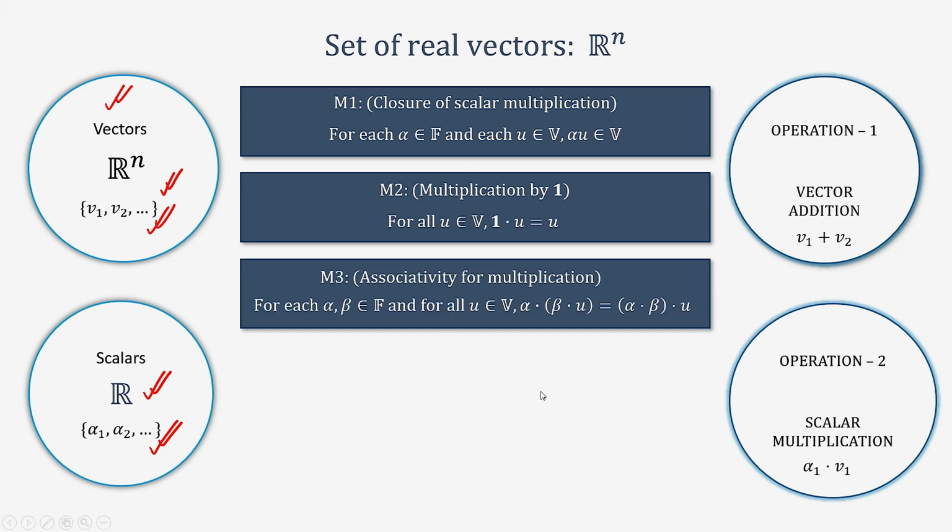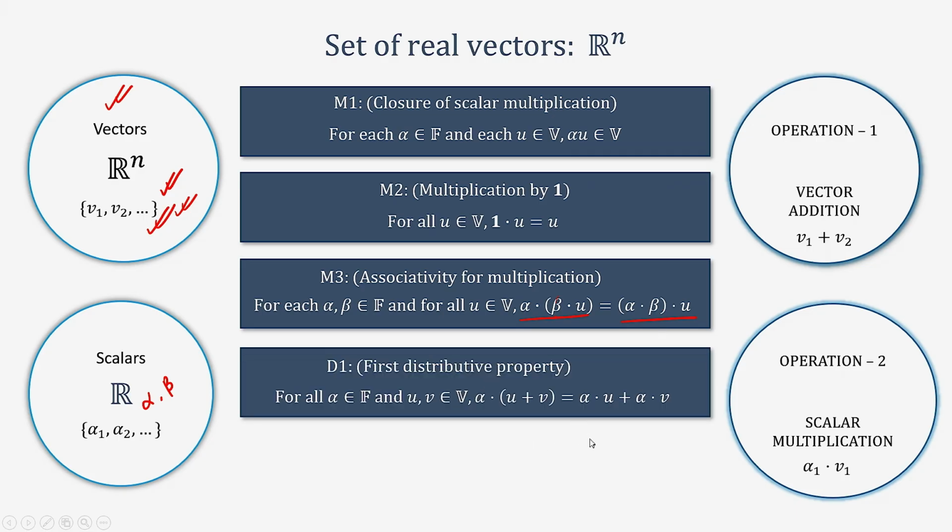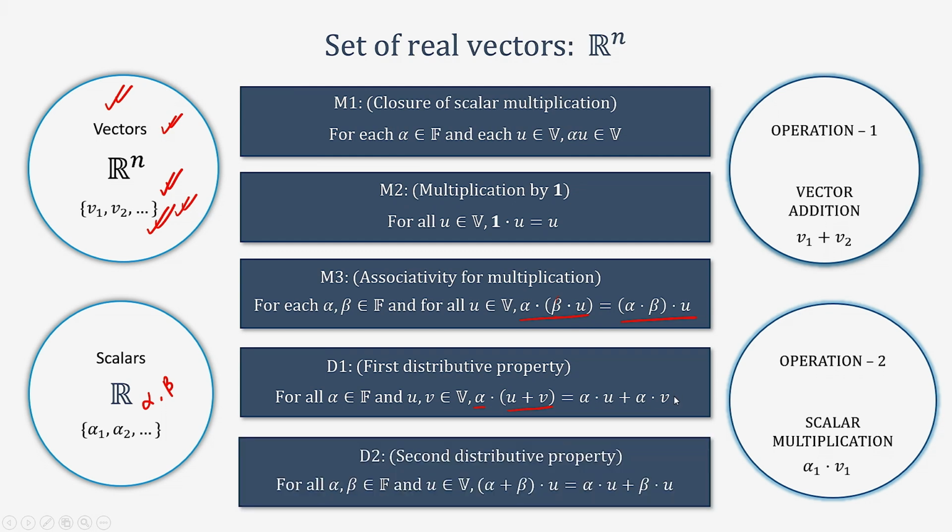Third property is, if you take 2 scalars, say alpha and beta, and you perform this operation, beta into u first, where u is a vector here, and then multiply that with alpha, you will get the same thing as alpha into beta into u. Then comes the distributive property. Alpha times u plus v, where u and v belong to this set, is equal to alpha times u plus alpha times v, and then you have the second distributive property, which says that alpha plus beta into u is alpha times u plus beta times u.